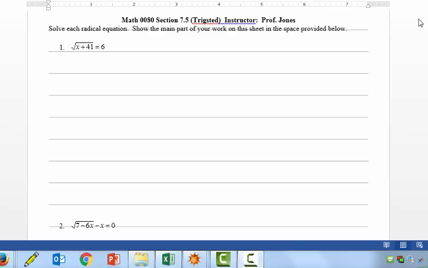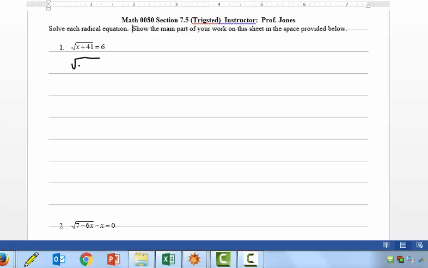So in section 7.5, we want to solve radical equations. One of the first steps in solving these equations is isolating at least one of the radicals on one side of the equation. If you only have one radical, obviously you're going to be able to do that. And the index of our radical here, this is a square root, the index is 2.